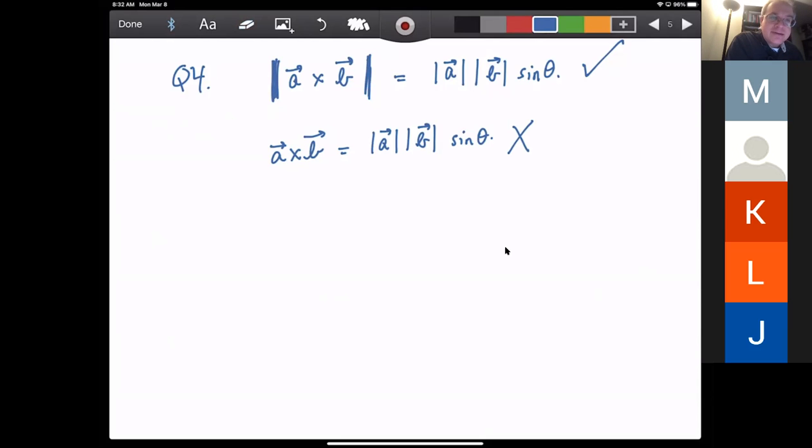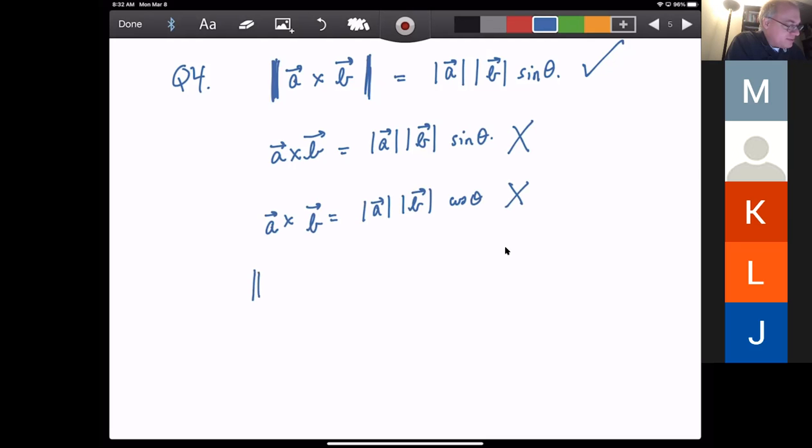All right, so then we have A cross B is equal to length of A times length of B times cosine theta. And again, left-hand side is a vector, right-hand side is a scalar. So that's clearly false. The cross product is connected to the sine of theta and not the cosine theta as well.